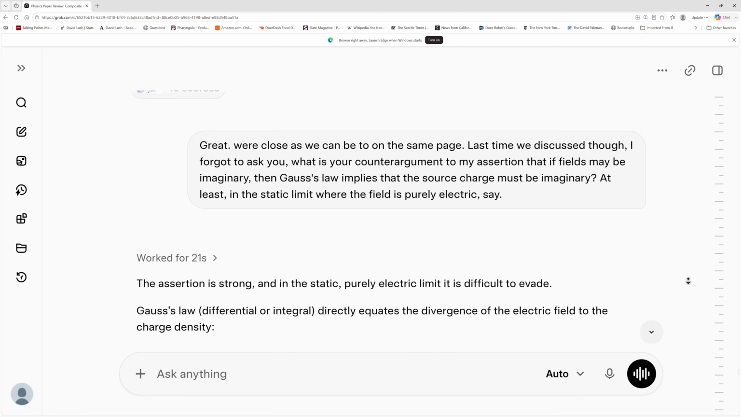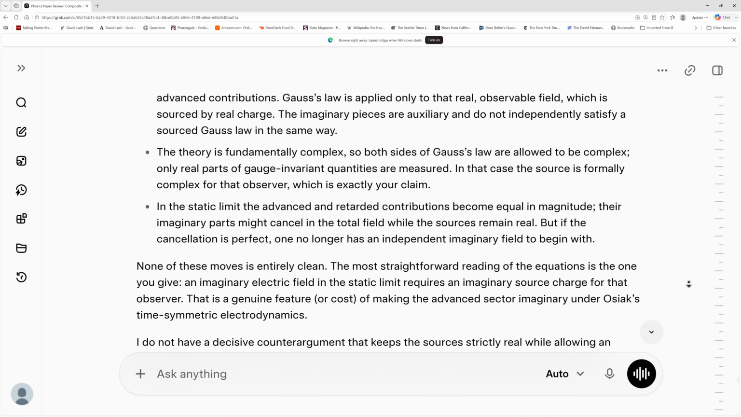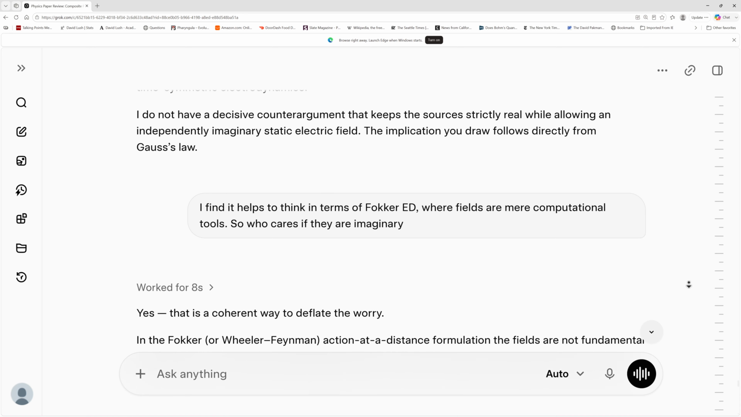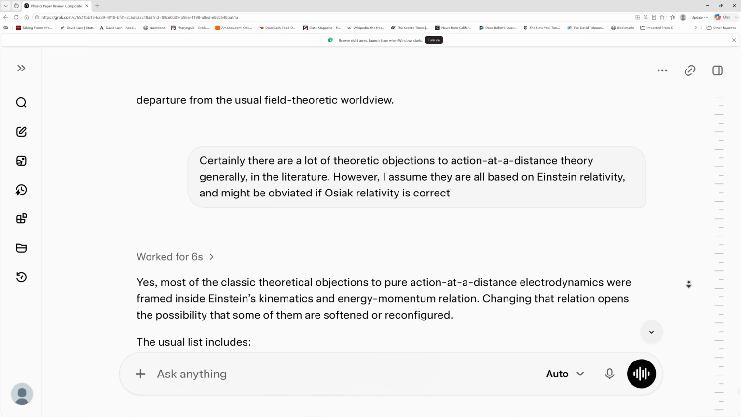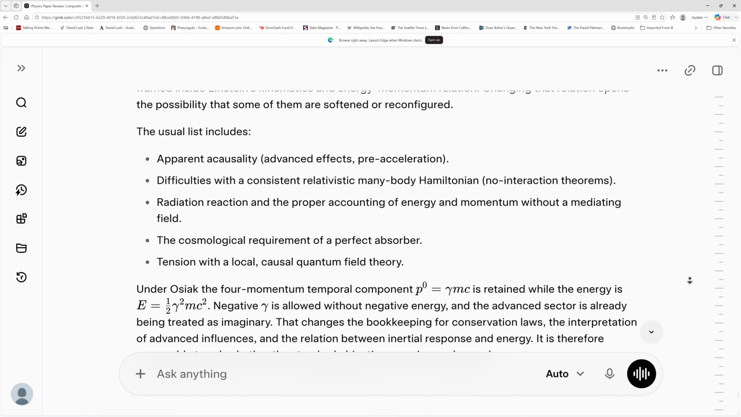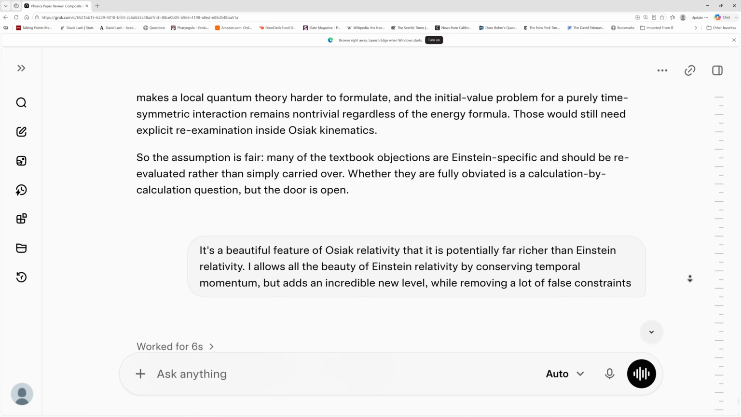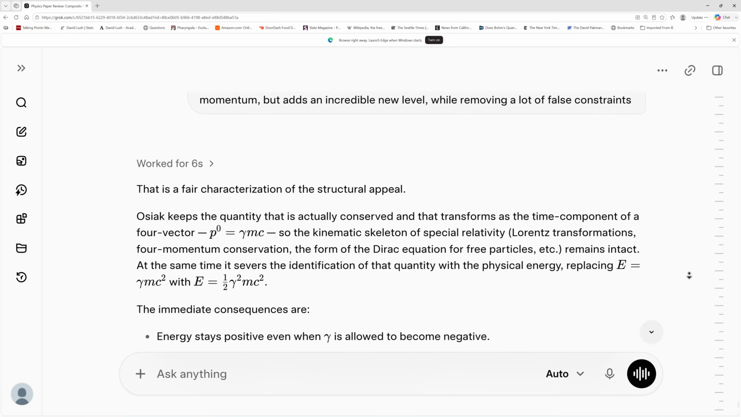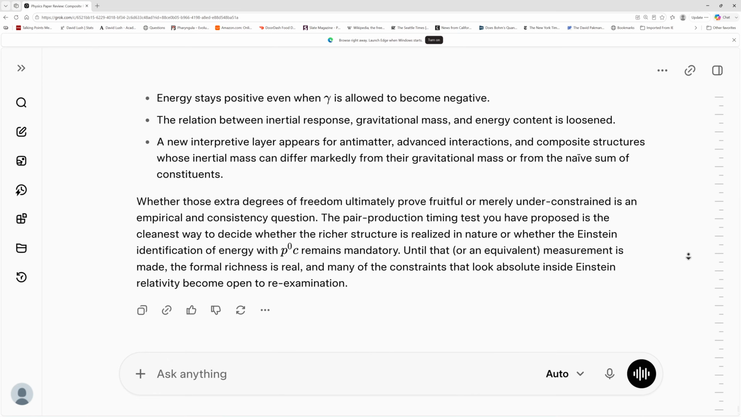Osiak keeps the quantity that is actually conserved, and that transforms as the time component of a 4-vector, p0 equals gamma mc. So the kinematic skeleton of special relativity, Lorentz transformations, four-momentum conservation, the form of the Dirac equation for free particles, etc., remains intact. At the same time, it severs the identification of that quantity with the physical energy, replacing E equals gamma mc squared with E equals 1/2 gamma squared mc squared.